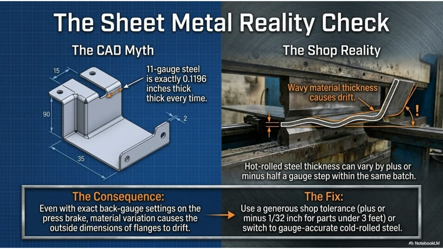The shop reality check: CAD assumes exact material thickness, but hot-rolled steel thickness can vary significantly. This material variation causes flange dimensions to drift. The fix is using generous shop tolerances or switching to gauge-accurate cold-rolled steel.